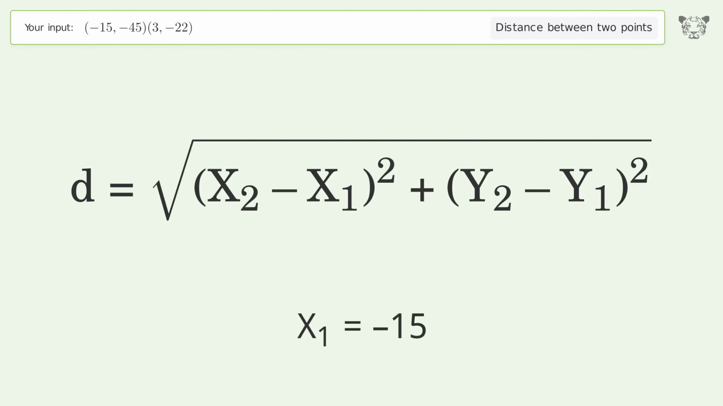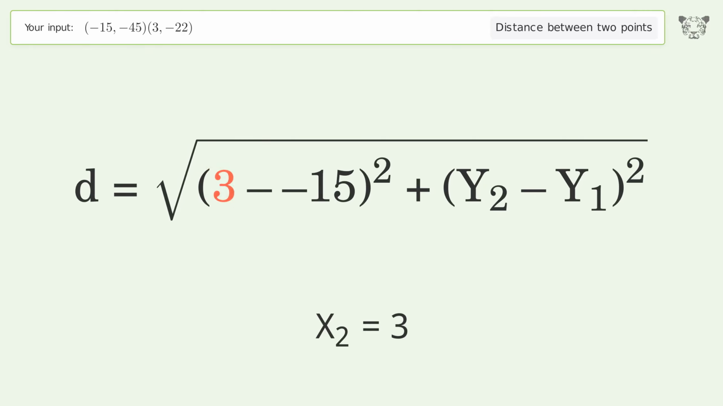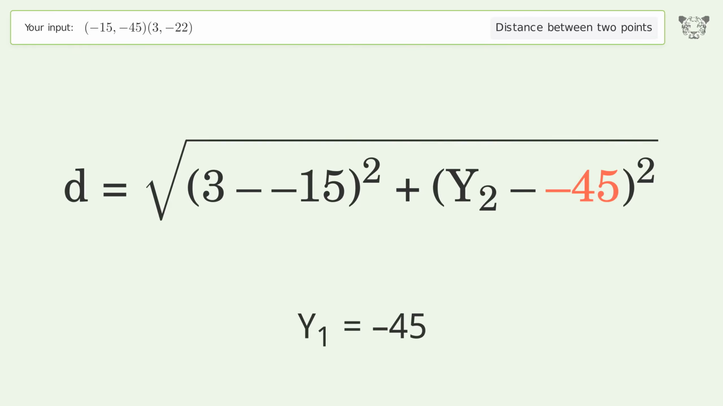x1 equals -15. x2 equals 3. y1 equals -45. y2 equals -22.